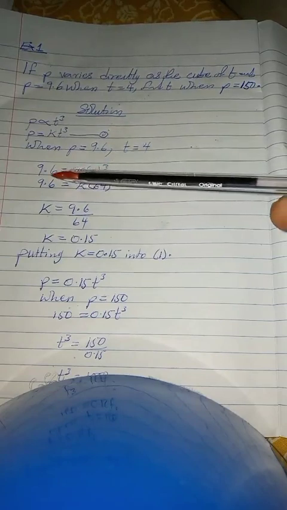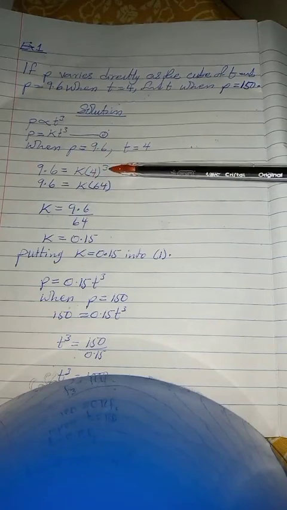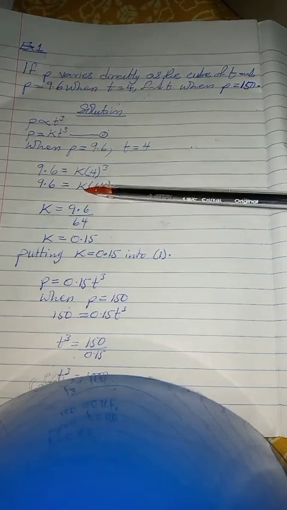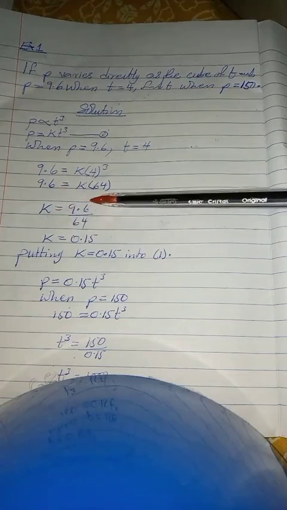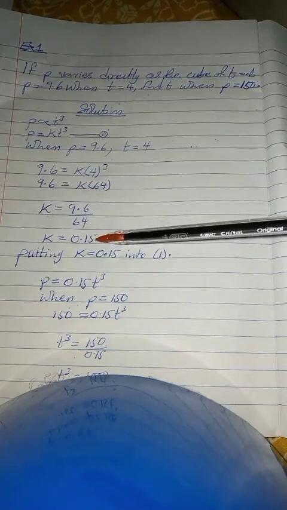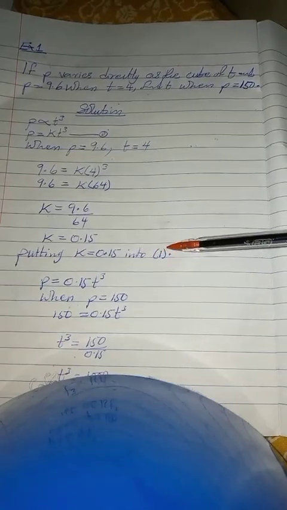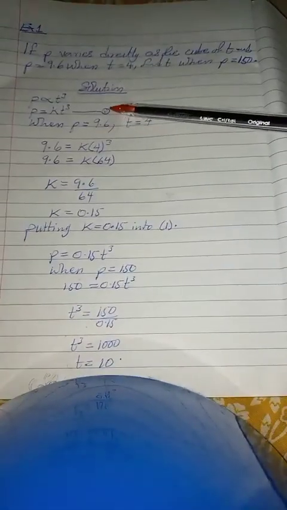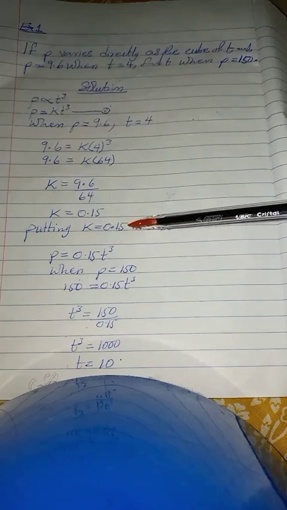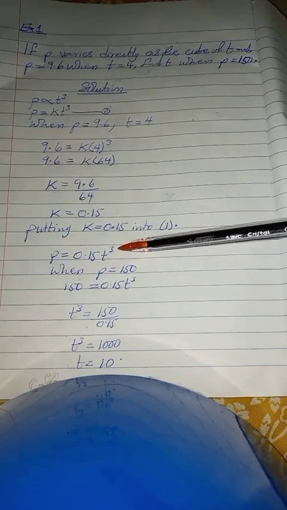If you do that, then we have 9.6 equal to k bracket 4 raised to the power 3. 4 raised to the power 3 gives us 64. Now if you solve for k, it will be equal to 9.6 all over 64, and that gives us 0.15. Then you substitute that into equation 1. Now in place of k, you let it be 0.15. So you have p equal to 0.15 t raised to the power 3.